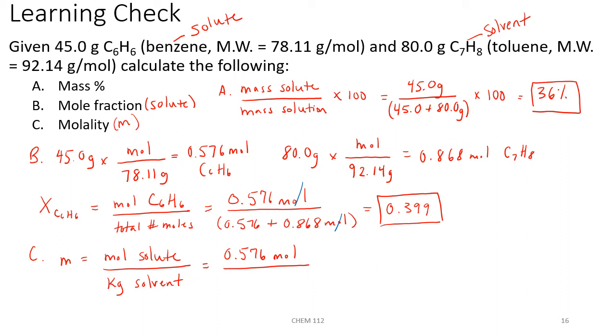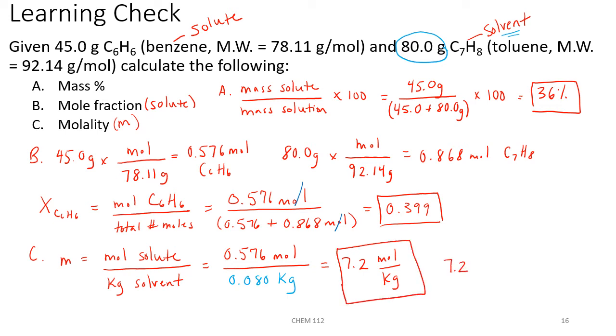Well, our solvent is toluene, we said, and we have 80 grams, so all we need to do is convert our 80 grams into kilograms and plug that into the denominator. So 80 grams in kilograms will be 0.080 kilograms. And notice our units are going to be moles per kilogram. So the molality of the solution will be 7.2 moles per kilogram. Another way that we can write this is by writing 7.2 with a lowercase m after it, and that stands for 7.2 molal. So both of those, whether you write moles per kilogram or lowercase m, are appropriate units for molality, and they mean the same thing.